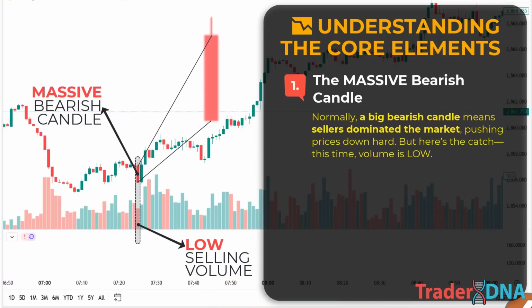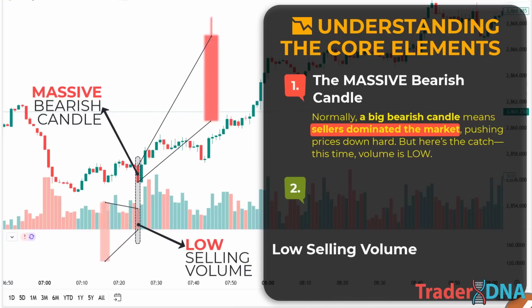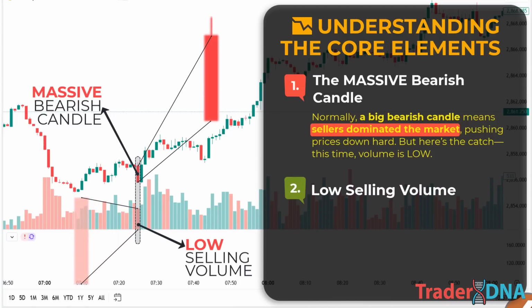Normally, a big bearish candle means sellers dominated the market, pushing prices down hard. But here's the catch. This time, volume is low. Two, low selling volume. Volume measures how many trades are happening. Low selling volume means that even though price dropped a lot, not many sell orders were actually executed.